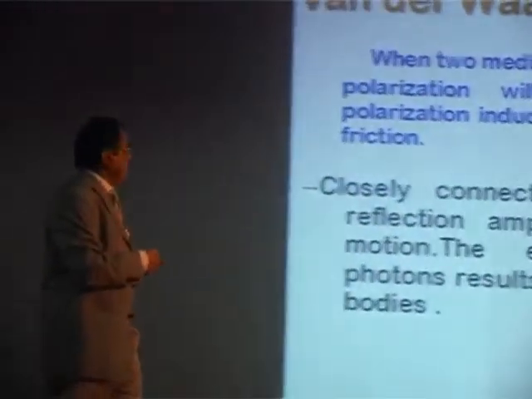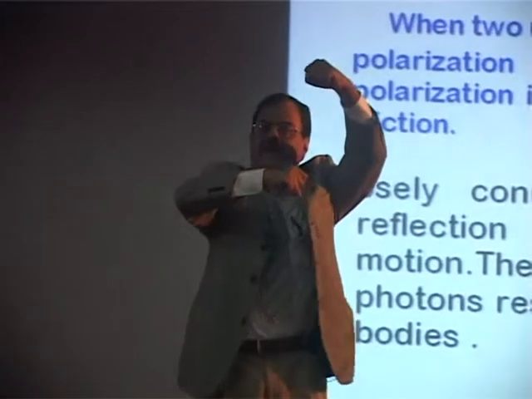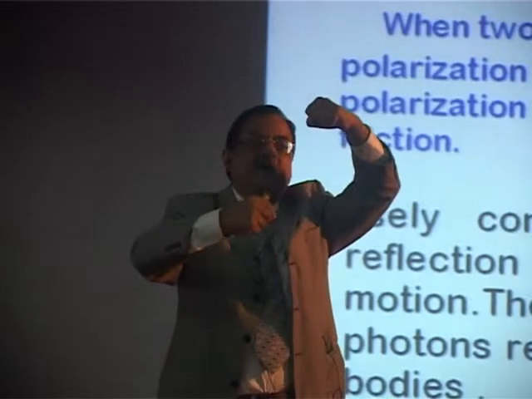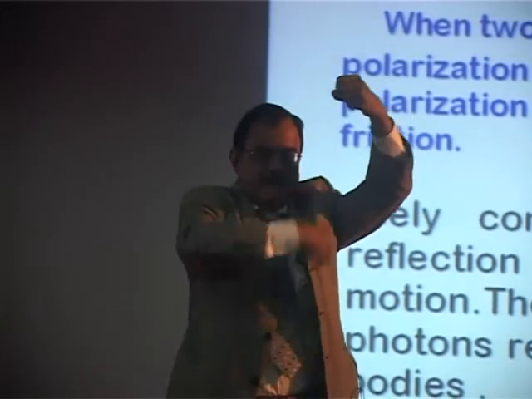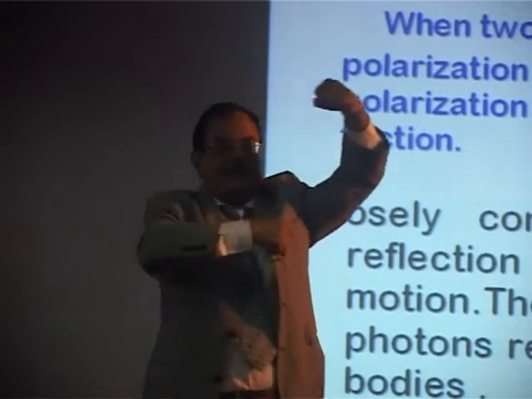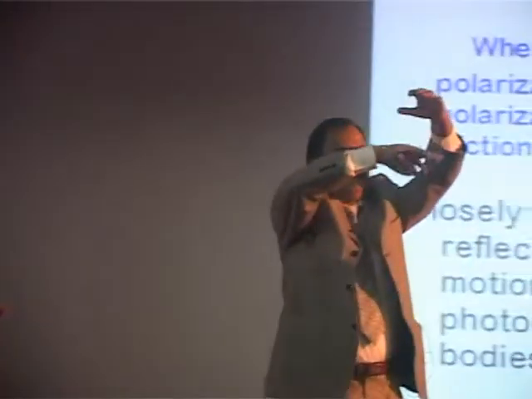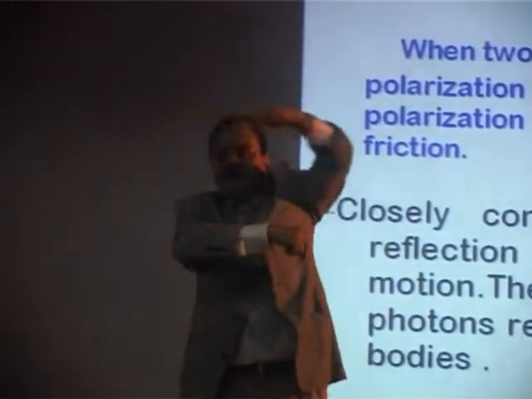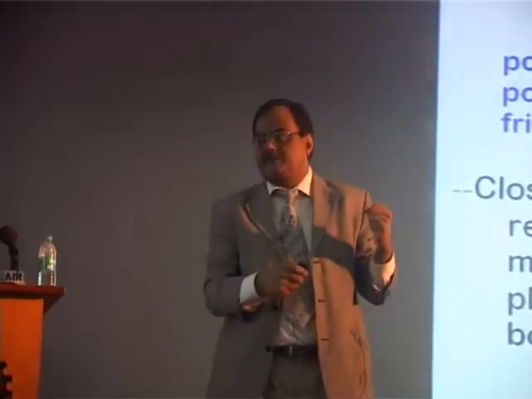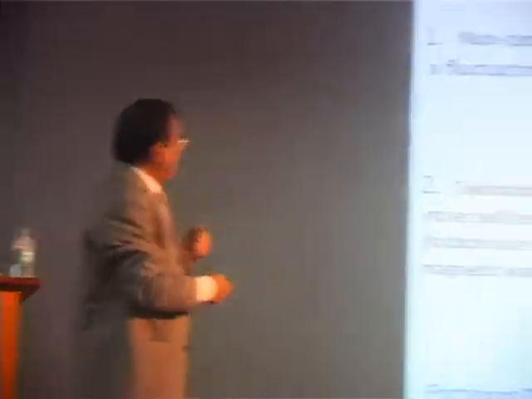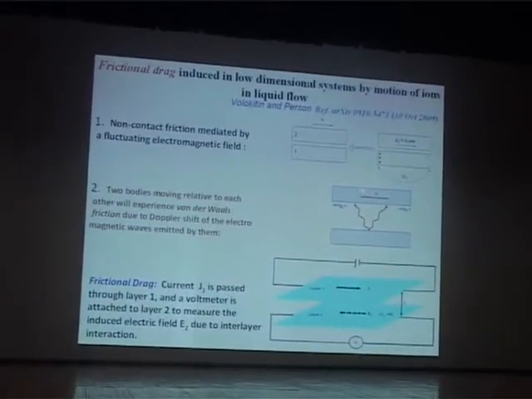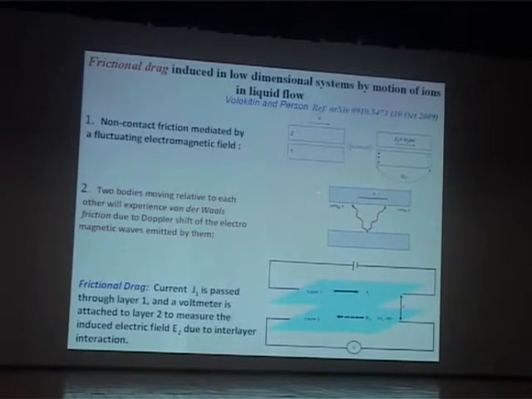So the idea is that if you have two bodies, you always have interaction between them, right? Van der Waals interaction, which is nothing but electromagnetic radiations around each body, and they interact. Now, if this body moves, this is having the electromagnetic field, which will be Doppler shifted with respect to this body. This is what is called in the literature as quantum friction or the Van der Waals friction. So the idea is, when you have a moving body with respect to other, it will have a friction and it can drag things in this layer even though this layer is not moving.